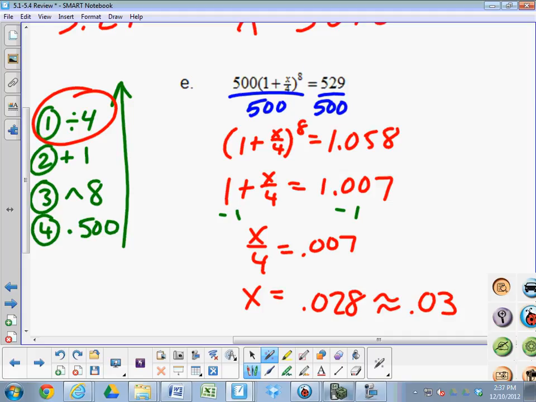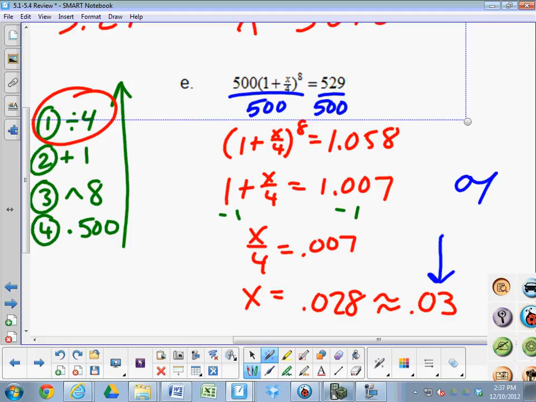So it would be 8. How much money would you be trying to attain? 529. And then what we actually solved for is the interest rate, which would be what as a percent? The bank would be offering 3%. Pretty good. Any questions?